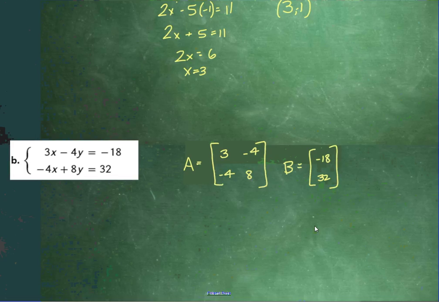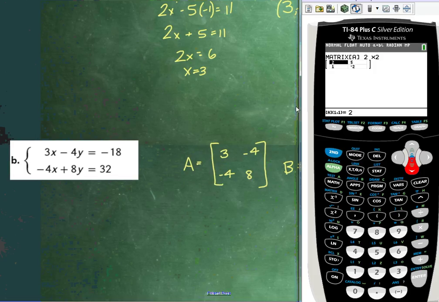Okay, so I'm just going to show you that you can do a 2 by 2 by hand. So you have 3, negative 4, I did that wrong, 3, enter, negative 4, enter, negative 4, enter, and 8. Okay, so there is our matrix A.